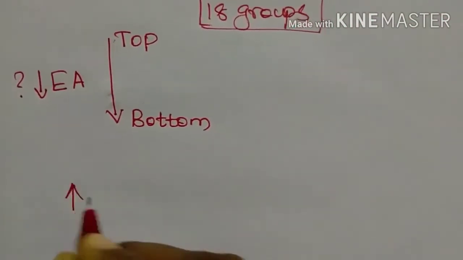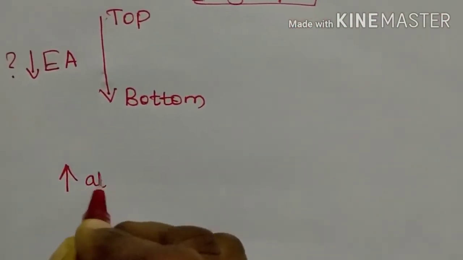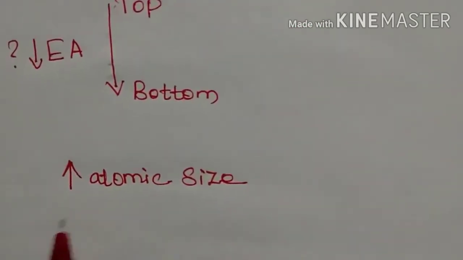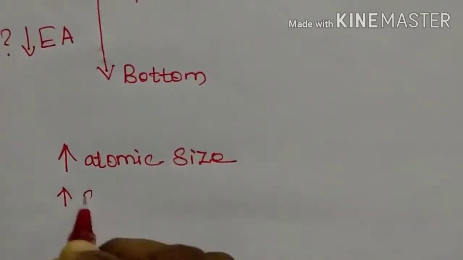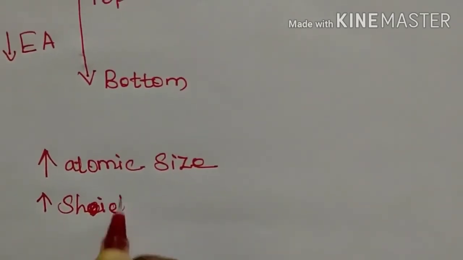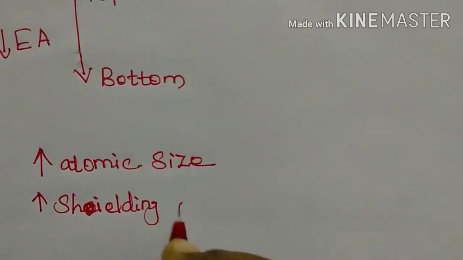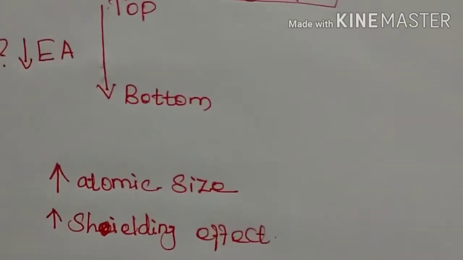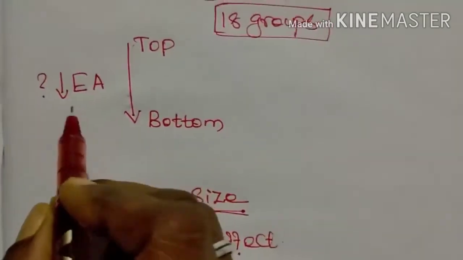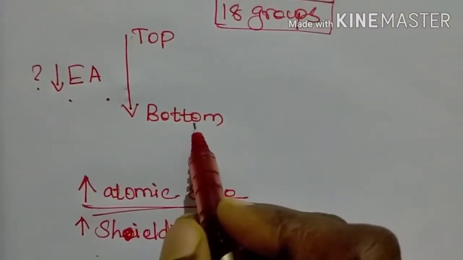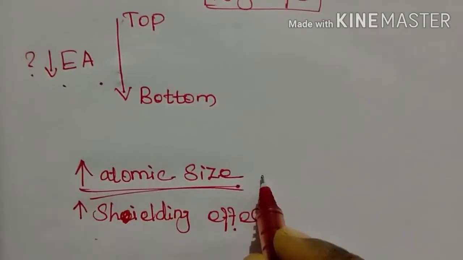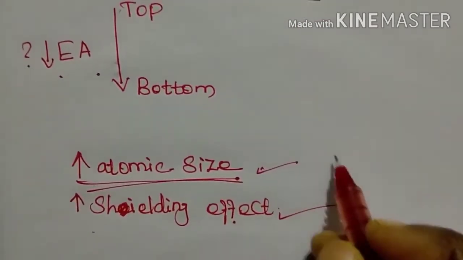The size of the atom is increasing. That means atomic size is increasing, and also the shielding effect is increasing. Due to the increasing atomic size and shielding effect, electron affinity is decreasing from top to bottom of the modern periodic table. So, how are atomic size and shielding effect increasing?